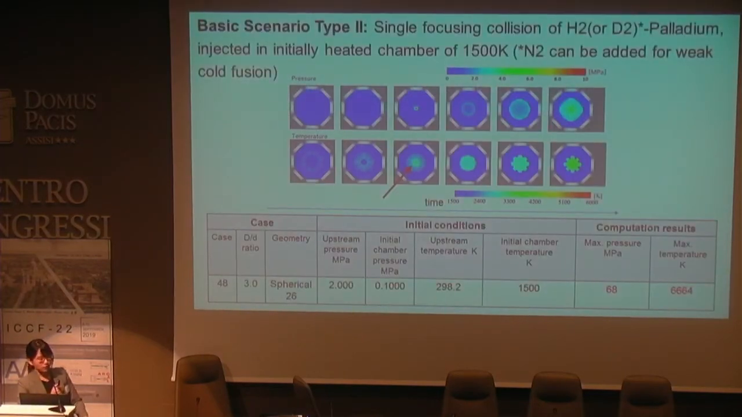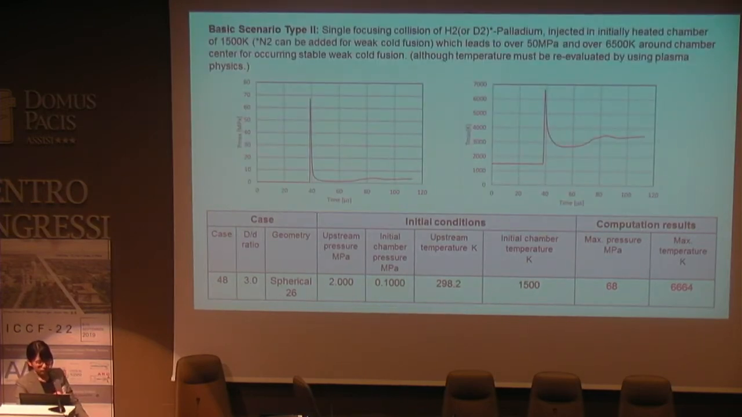And these are computation results for the next scenario. This computation result is the single focusing collision for an initially heated chamber of 1,500 Kelvin. As you can see, the maximum pressure at the collision point is over 70 megapascal, whereas the maximum temperature is over 6,000 Kelvin, much higher than scenario type 1. And next, these are the temperature and pressure histories at the collision point.